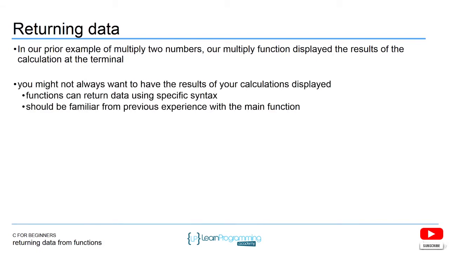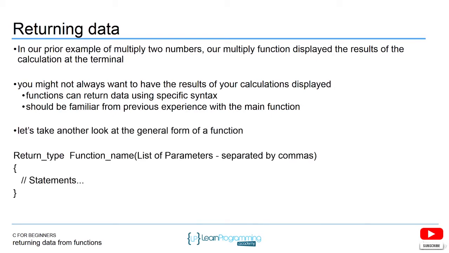You might not always want to have the results of your calculations displayed. The function becomes more flexible, more generic, which in turn allows it to be used more if you can return data. So functions can return data using specific syntax in C. We should be familiar with this a little bit because remember our main function? Our main function at the very end, we were returning data quite a bit in a lot of the examples. So we've been exposed to this a bit, we just haven't really understood what it means.